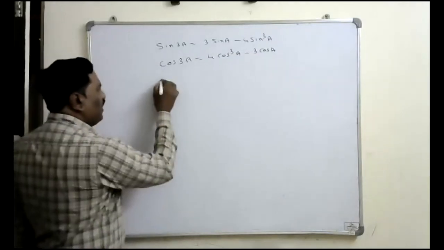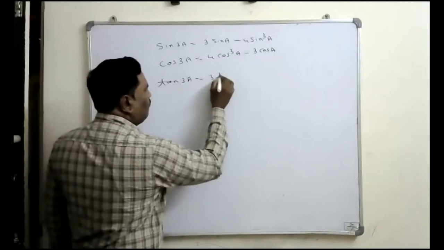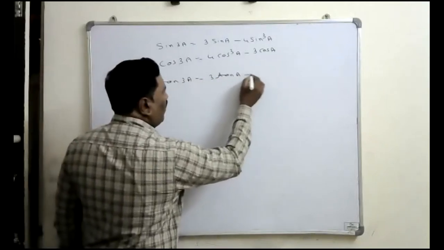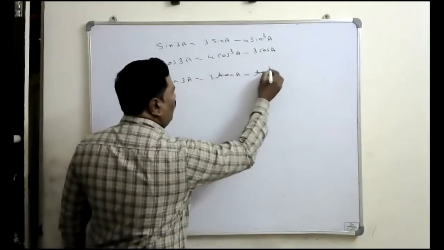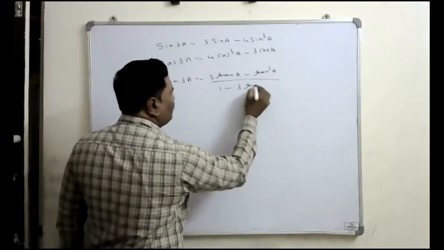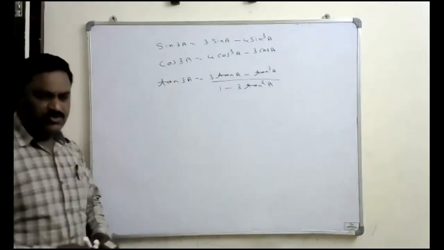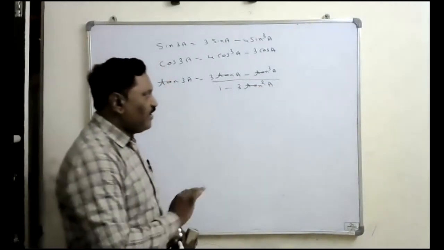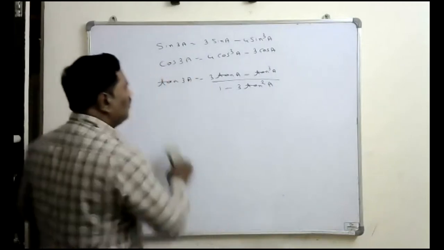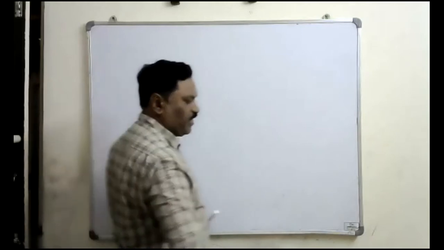Then the formula for tan 3A: 3 tan A minus tan cube A upon 1 minus 3 tan square A. So these are also important formulas. These are the formulas for angle 3A. These are the formulas that we have in this topic.